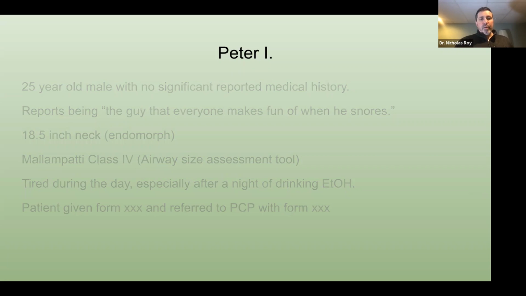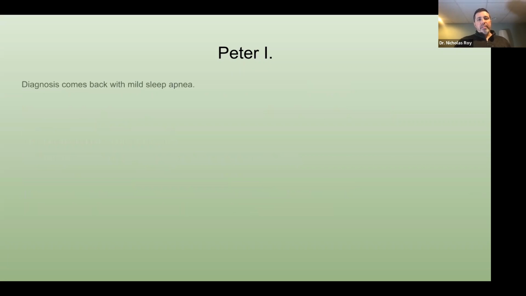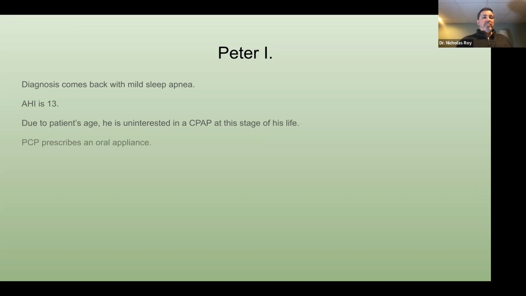So we did our protocol, sent Peter to the sleep physician. He comes back with mild sleep apnea. His AHI is only 13, still sleep apnea, not diminishing it, but compared to the other patient at 55, this is rather mild. But at an AHI of 13, he still needs a CPAP, or at least that's the conventional model. But due to his age, he's uninterested in a CPAP for obvious reasons. So his astute primary care physician prescribes him an oral appliance.